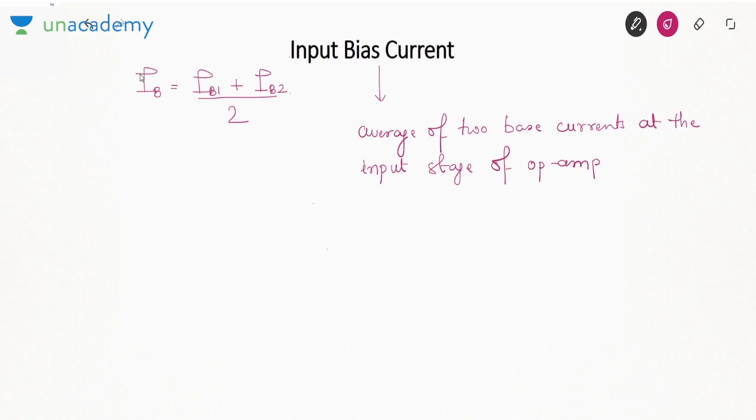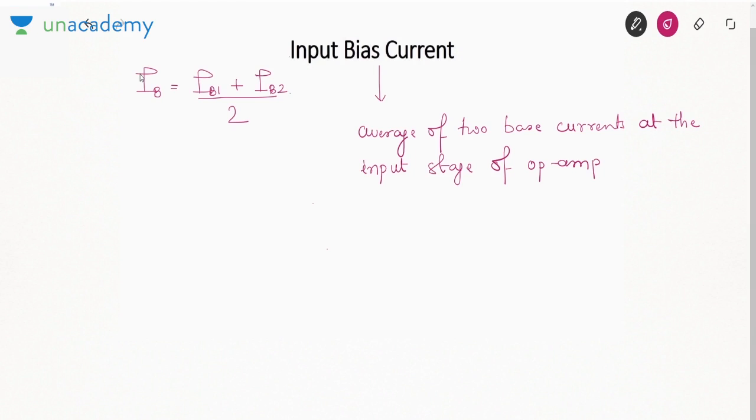So four definitions I have told you. Input offset voltage: what is it? The differential voltage required to make the output 0. Output offset voltage is the opposite: the output voltage when inputs are equal, while input offset voltage is the difference in input when output is 0. Now input offset current is the difference in the base currents. Input bias current is the average of the base currents.